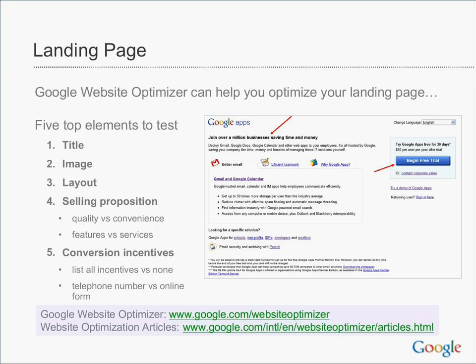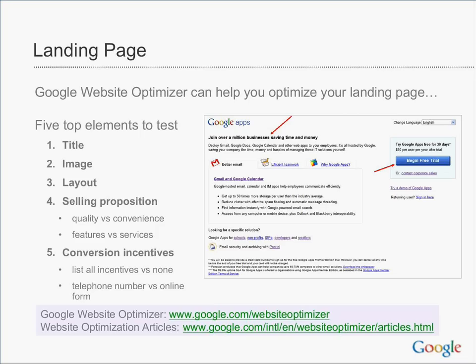Now, you never know what exactly is going to work for your landing page. So just like with your ad text, you want to continually test. Google offers a tool called Website Optimizer that makes testing landing pages really easy. And you can see there's a link at the bottom there that you can go to sign up and use the Website Optimizer tool. Under that, I've also provided a link to a number of website optimization articles. These are great articles to read if you're interested in optimizing your landing page and you want to know specifically what your options are and what different things you should test.